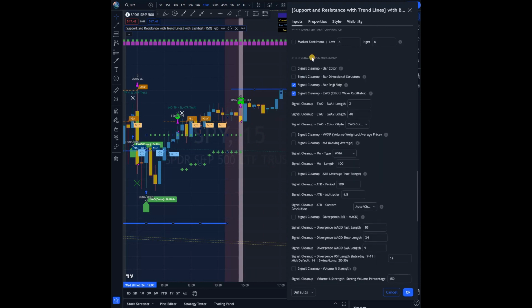And this is our typical advanced signal analysis and cleanup. This is bar color, directional structure. The bar has to be basically a healthy bar, and has to be in the same direction. Doji skip: the uncertain bars will be skipped, and no trade will be opened. This is right now turned on.